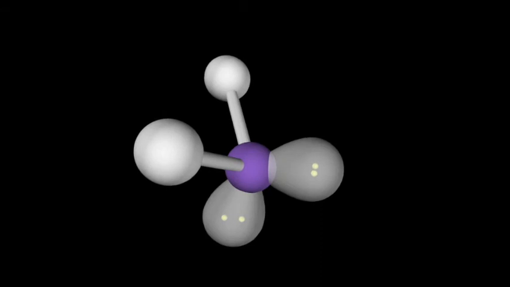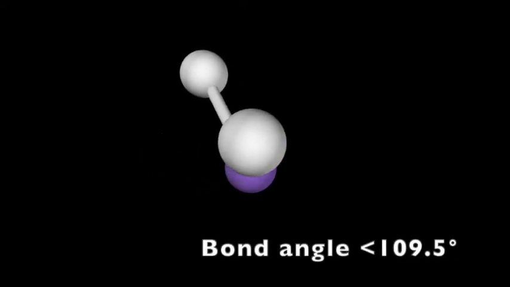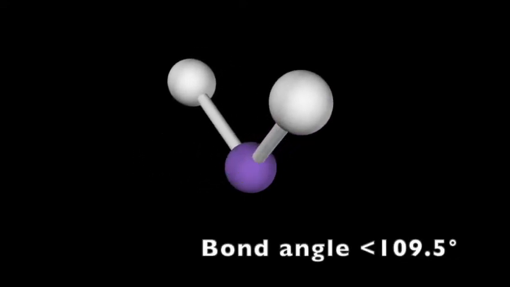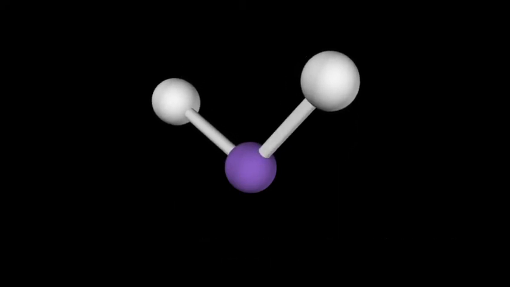If we swap out another bond for another lone pair, we'll get a bent molecule. The angle will be less than 109.5 because the two lone pairs take up a lot of space. This is the typical molecular geometry for water.